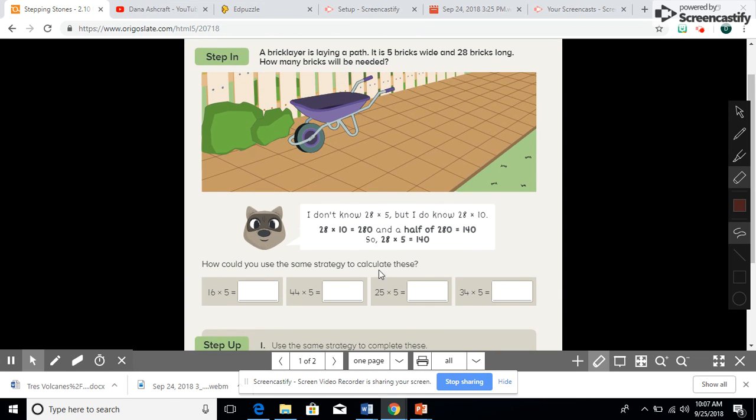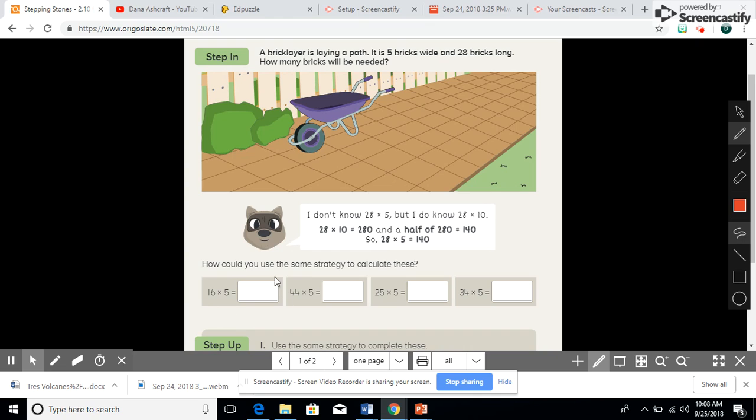We can use this same strategy to calculate these problems down here. Please remember that this is just a strategy. If you have something else that works for you, you don't have to use this. If you know your 5 times table, or if you can use the traditional algorithm, you're more than welcome to.